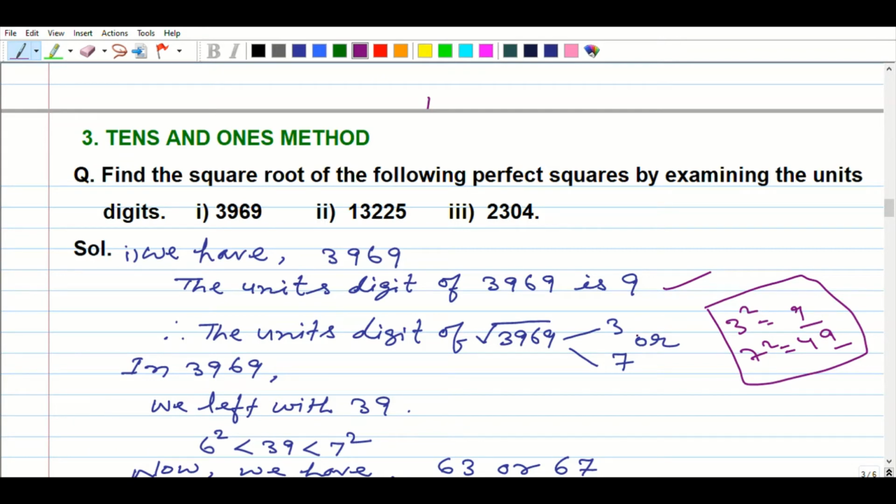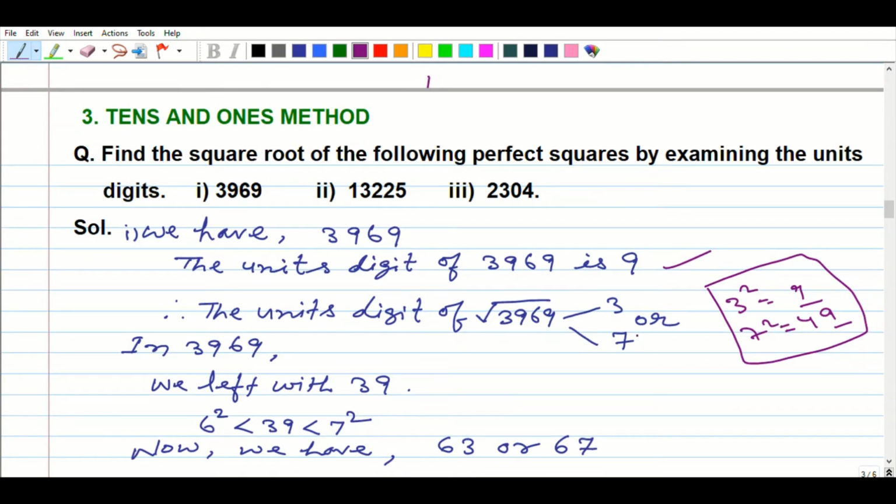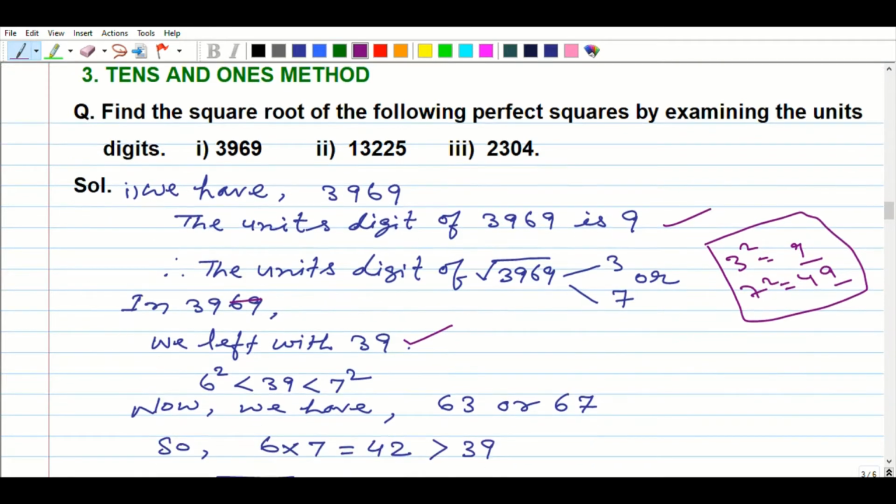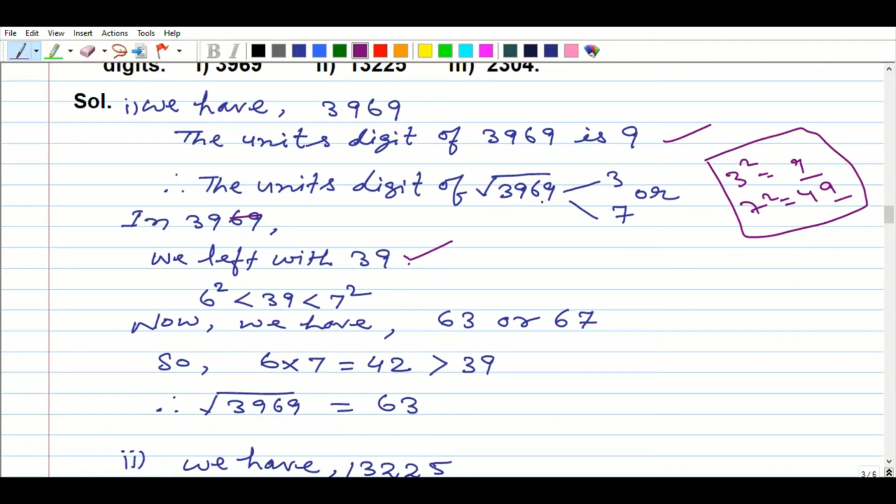Now after striking out the last 2 digits, we are left with the number 39. 39 lies between 6 square and 7 square, right? So you can see in the table, or you learn this one. It is very easy, learn it. So the square root of 3969 will be 63 or 67.